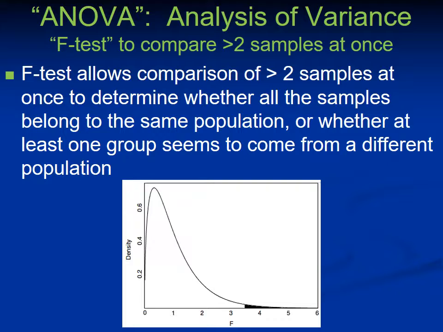So the F-test gives you the ability to compare more than 2 samples at once and make basically a binary determination. You can either determine whether all of the samples belong to the same population, in other words, there's no difference, or you can determine whether there's at least one group somewhere among your samples that seems to come from a different population.